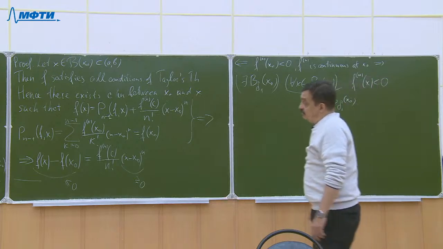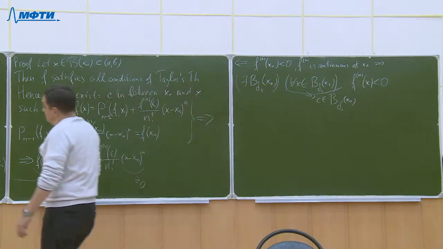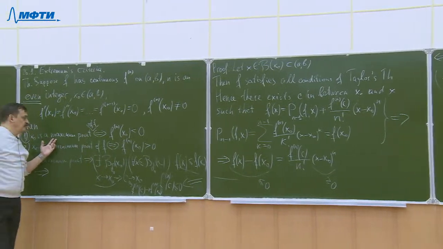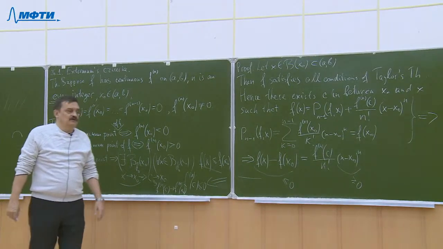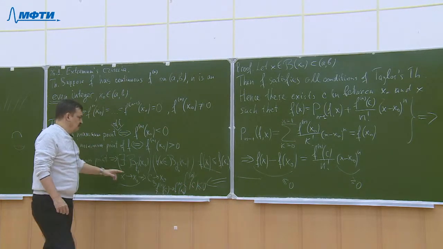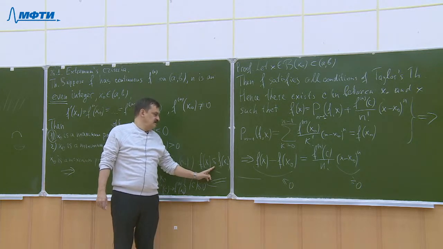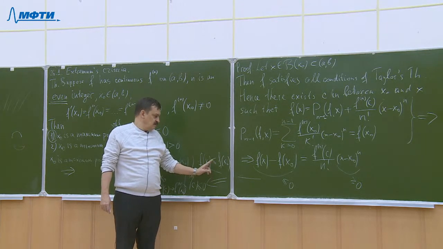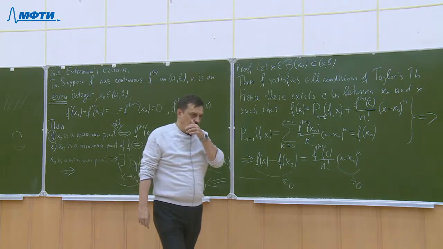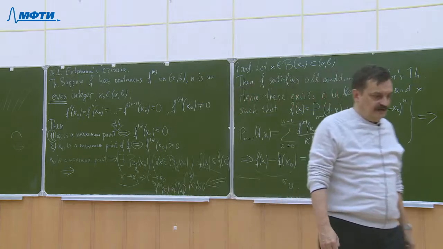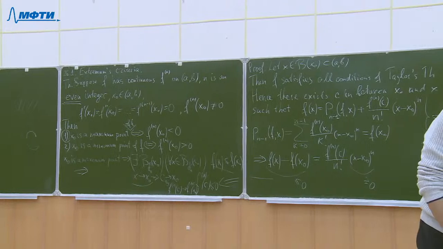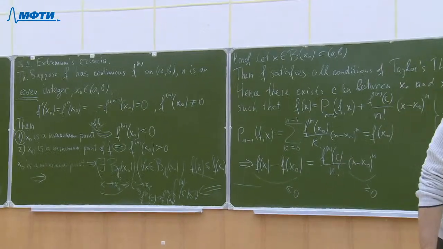And let me remark that in fact x naught is a point of strict extremum. So the inequality here is strict once x does not coincide with x naught. Right? Okay, so let's apply that theorem. So consider an example.